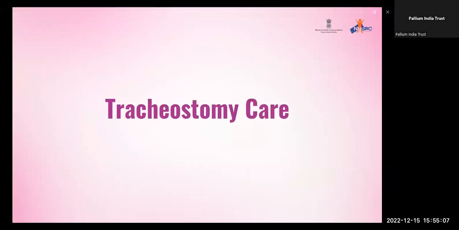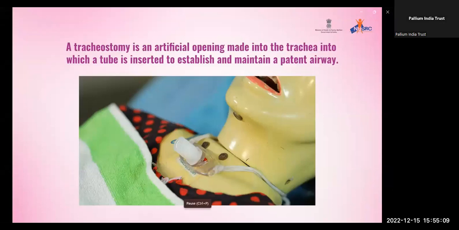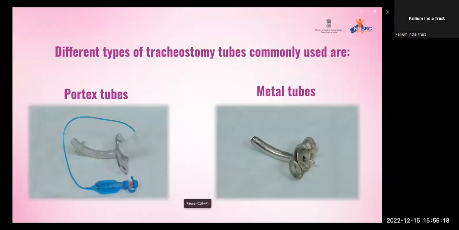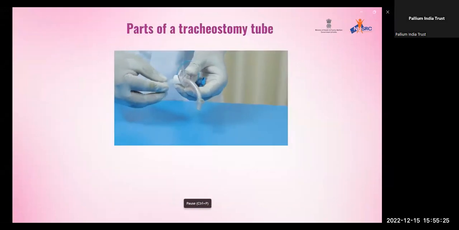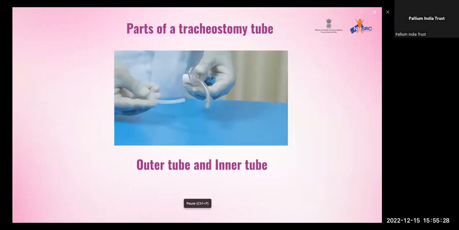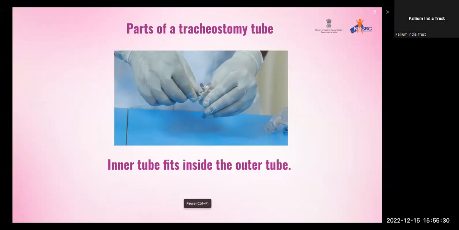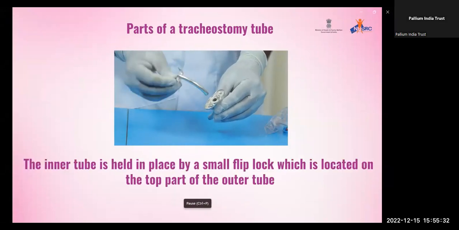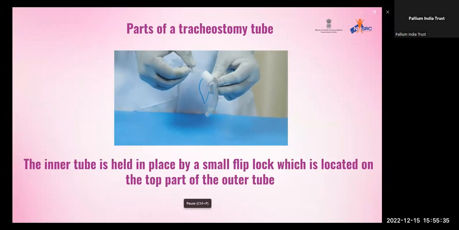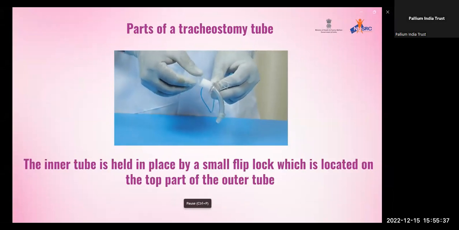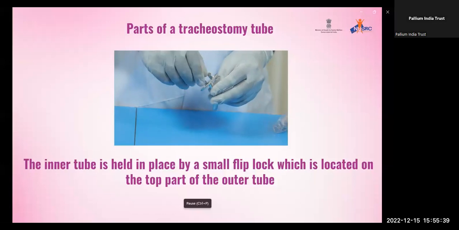Tracheostomy care. A tracheostomy is an artificial opening made into the trachea into which a tube is inserted to establish and maintain a patent airway. Different types of tracheostomy tubes commonly used are portex tubes and metal tubes. Parts of a tracheostomy tube: outer tube and inner tube. The inner tube fits inside the outer tube. The inner tube is held in place by a small flip lock which is located on the top part of the outer tube.